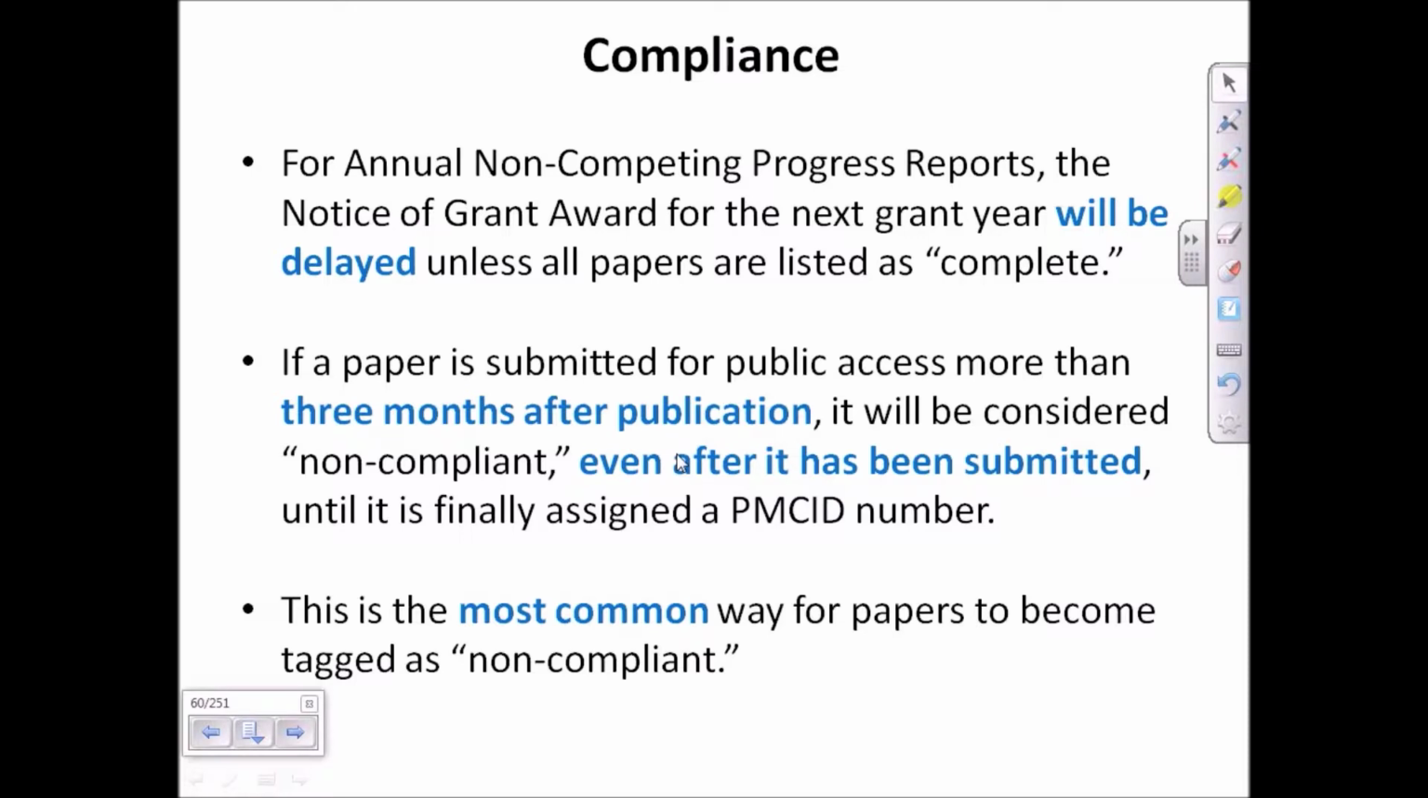So this is a really important point because this is the most common way for papers to become tagged as non-compliant. There's some other ways as well that we'll look at later, but this is the most common one, that the author missed that 3-month window. And if you miss that 3-month window, then you are stuck, because no matter what you do, even if you submit the paper, you're still going to be non-compliant, at least until down the road when it finally gets the PMCID number, then it'll be okay, but you're going to be in trouble for that period of time.